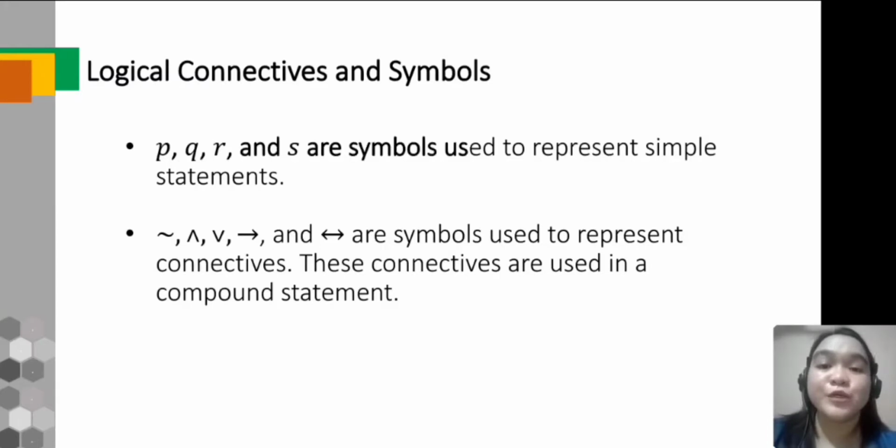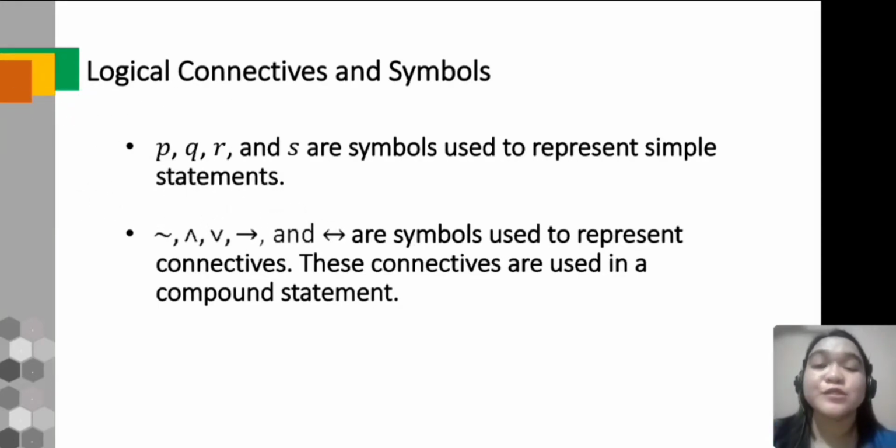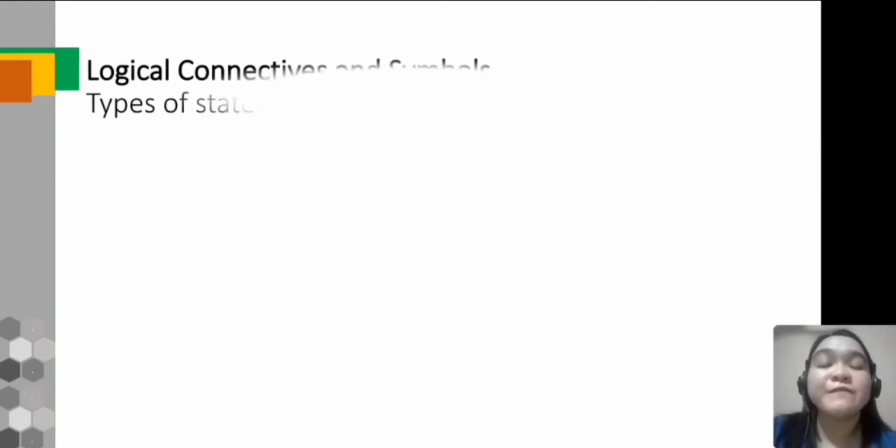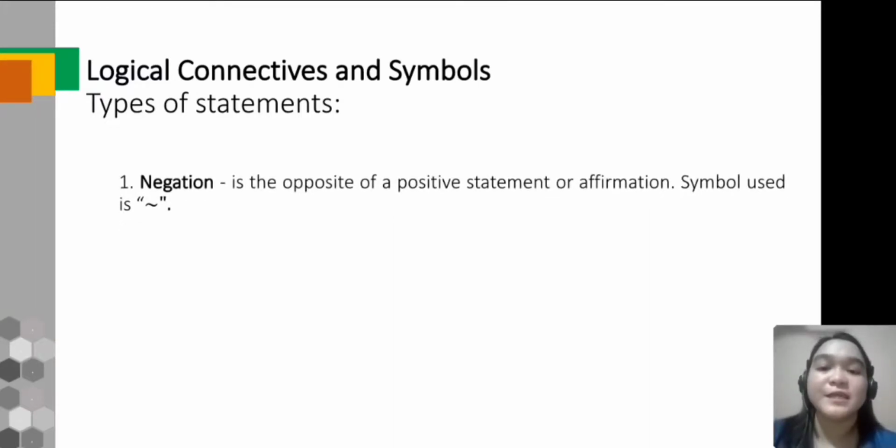Letters P, Q, R, and S are symbols used to represent simple statements, while these symbols are used to represent connectives. These connectives are used in a compound statement. There are 5 types of statement. The first one is the negation. It is the opposite of a positive statement or affirmation, and the symbol used is this one.